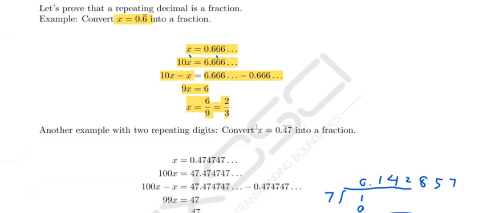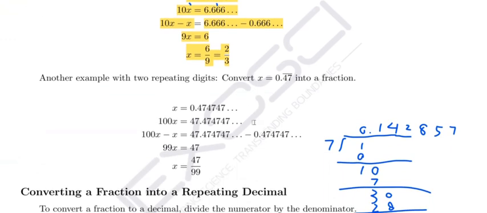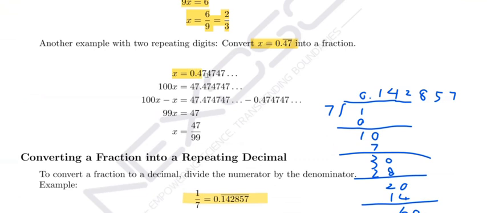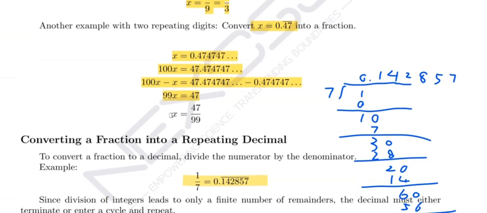Now a slightly more complicated example, 0.47 repeating, meaning the two-digit block, 47, repeats forever. Again, name the number x. Because the repeating block has two digits, multiply by 100 to shift two places. 100 times x becomes 47.47 repeating. Subtract the original x from this. On the left we have 99x. On the right we have 47.47 repeating minus 0.47 repeating, which leaves 47.